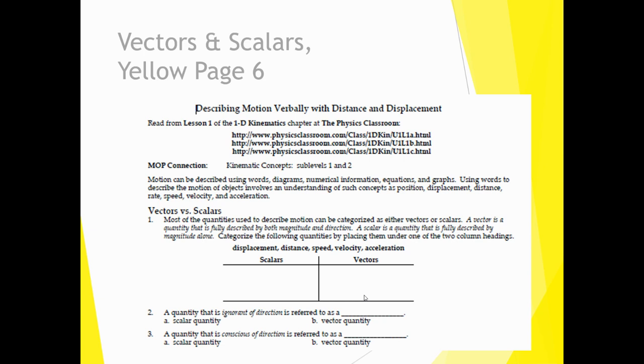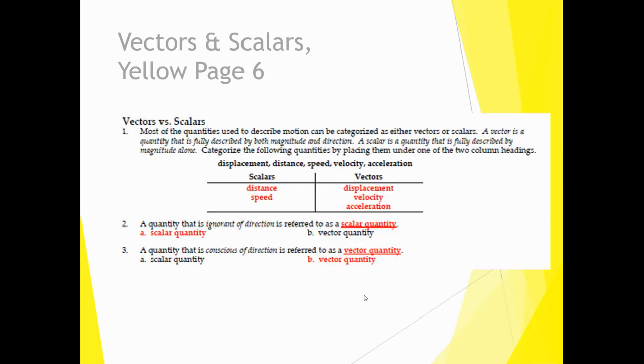If you didn't catch that, it'll be on the next slide, so it's okay. Number 2 and 3, you should be able to answer both of those right now. Number 2, a quantity that's ignorant of direction is referred to as a scalar. And number 3, a quantity that's conscious of direction is referred to as a vector. Here are those ones again. Scalars include distance and speed, and vectors include displacement, velocity, acceleration, and one other one that I'd like you to write in is force.